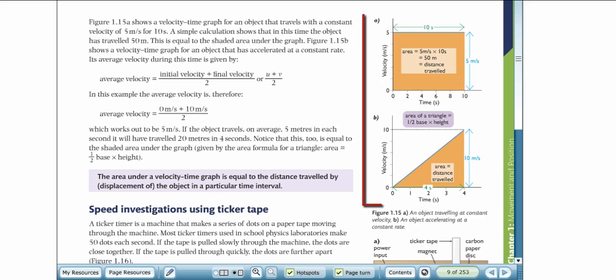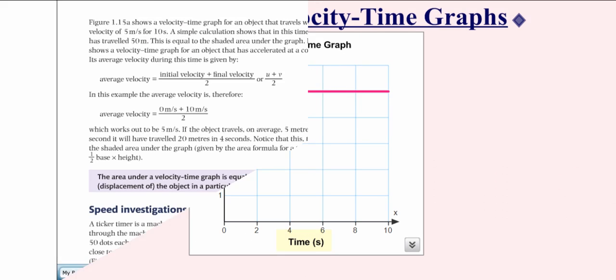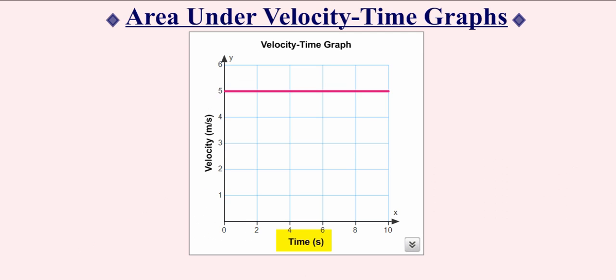Under velocity time graphs. In this video, we're going to learn how to calculate the distance of any moving object or its displacement using the velocity time graphs. For this matter, we're going to use two graphs that are on page 9 in the book. Graph A. First, we have on the x-axis the time and the unit is seconds, and on the y-axis velocity and its unit meters per second.